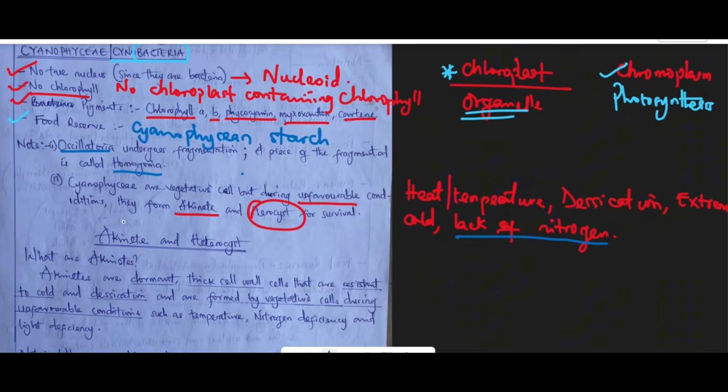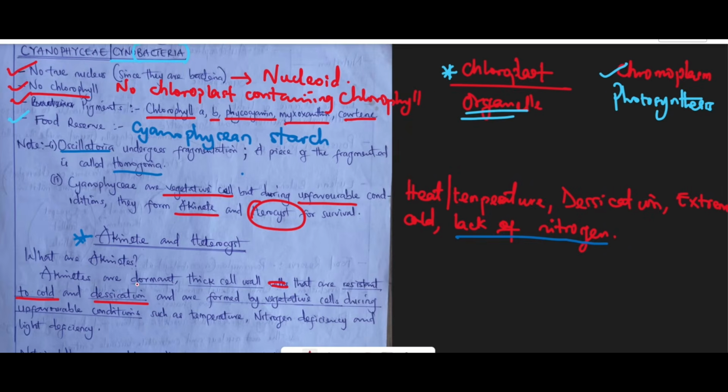So what are akinetes and what are heterocysts? Let's go into it. So akinetes are dormant. What do we mean by dormant? Dormant means that the life processes they undergo when they hold the vegetative status are actually reduced. Okay, so we say that akinetes are dormant cells, which means that they do not carry out complete life processes when the thick cell wall is formed around them as akinetes. So I take the definition again. Akinetes are dormant thick cell walls that are resistant to cold, to desiccation, okay?